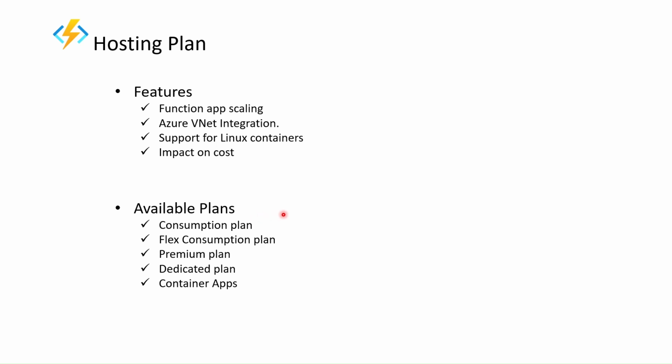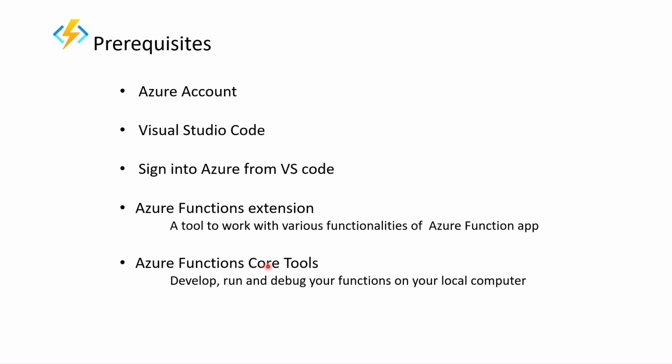Below are the available plans. We have the consumption plan, flex consumption plan, premium plan, dedicated plan, and container apps plan. Among these plans, the consumption and flex consumption plans have fewer features, while the other plans have more features and benefits. Next, the prerequisites for this tutorial.